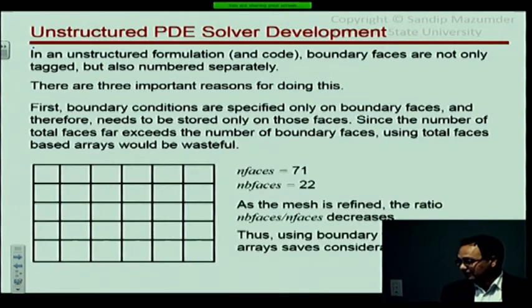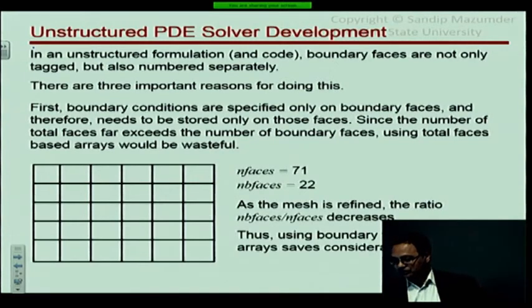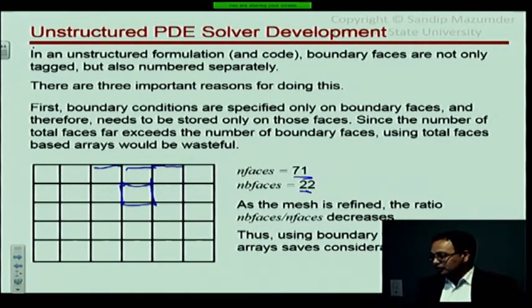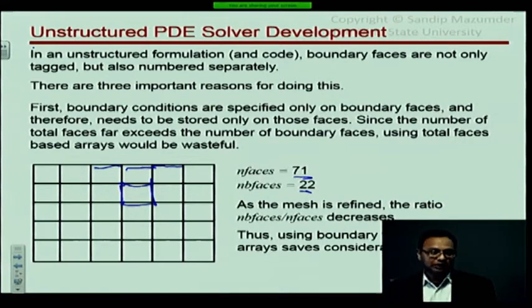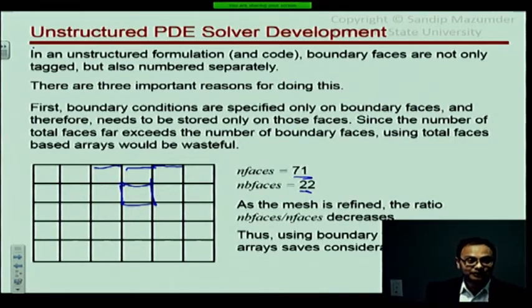Okay, here is a little example. This geometry here has 71 faces, 22 boundary faces. By boundary faces I mean these, that one, that one, that one, and so on. Total faces also include all these. When you refine the mesh, that ratio actually becomes much worse. You may have only maybe 5% of the faces being boundary faces. So using total face-based arrays is a huge waste. You don't want to do that.